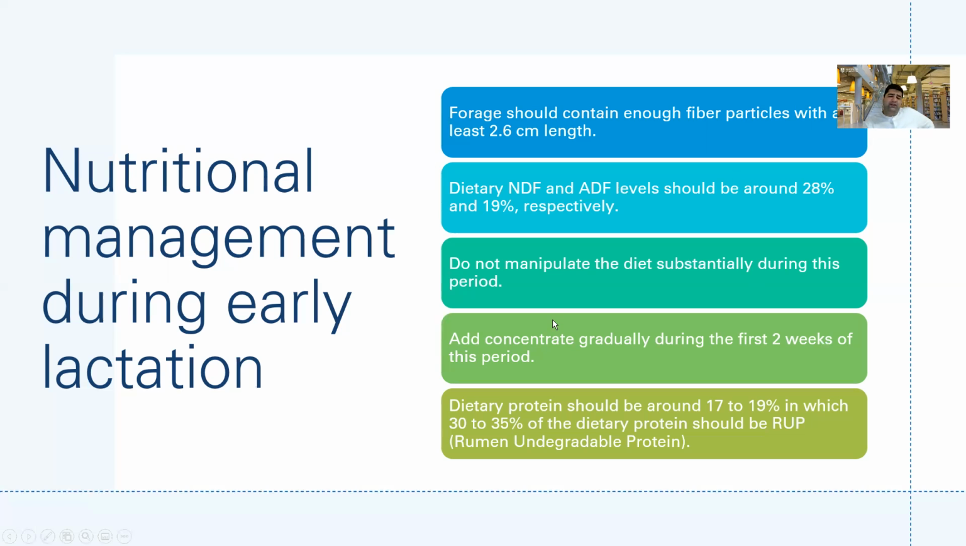The third important thing that we need to keep in mind is not to change the diet during early lactation substantially, because the microbial population of the rumen need to be adapted to the new feed, to the new changes. If you change the feed suddenly, those microbial population cannot adapt to the changes in the feed, and you are losing the digestive, or let's say fermentation factory of the cow, and the cow cannot utilize the nutrient of feed efficiently.